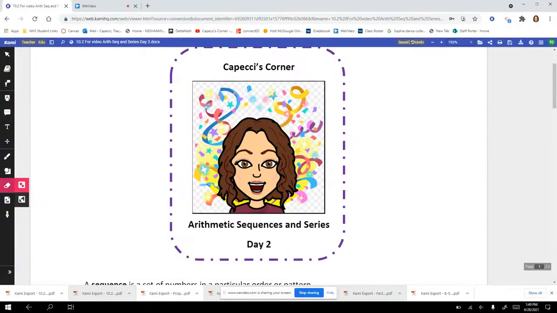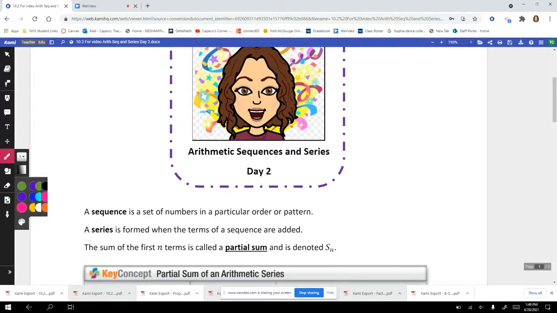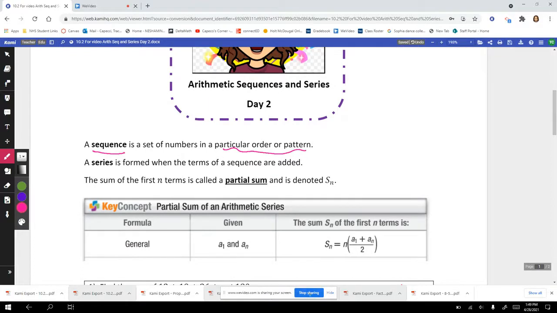Today on Capechi's Corner, we're going to look at arithmetic sequences and series, and this is our second day. As a reminder, we've been working with sequences, a set of numbers in a particular order or some sort of pattern. Today we're going to start working with series, in which we add these terms.